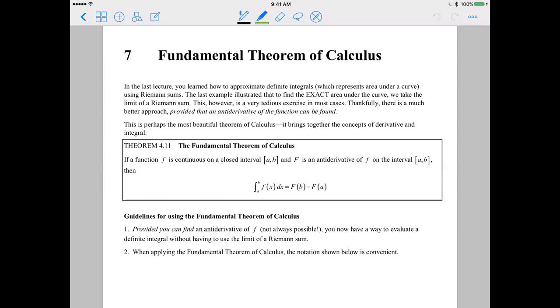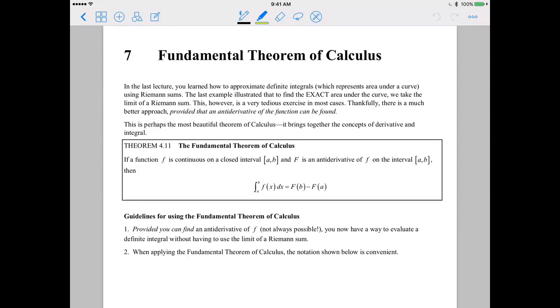So in the last lecture, you learned how to approximate the definite integral, which represents area under a curve, using Riemann sums. And that very last example that we did showed you how to find the exact area under the curve. Well, what I didn't show you is how to actually find that limit that we wrote down in example 5. And to be honest with you, it's a very tedious process and not something that is very much fun.